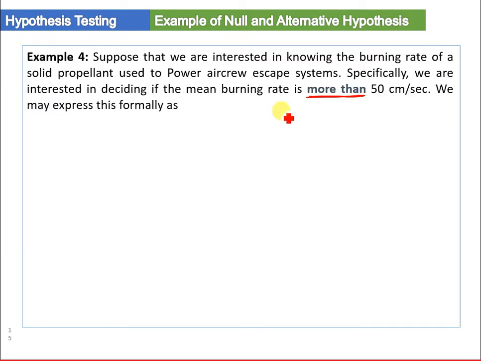So if we take another example, if we are interested to know the burning rate of a solid propellant used to power aircrew escape systems. Specifically, we are interested in deciding the mean burning rate. Again we are talking about the mean. Mean is the mu that we denote by. As I told you before, we can use the word average or mean. So the mean burning rate is more than 50 centimeter per second. So we need to test this.